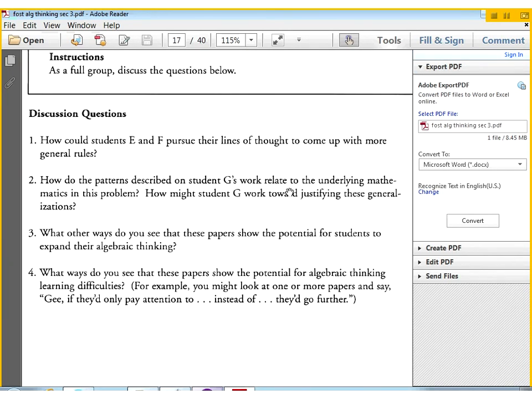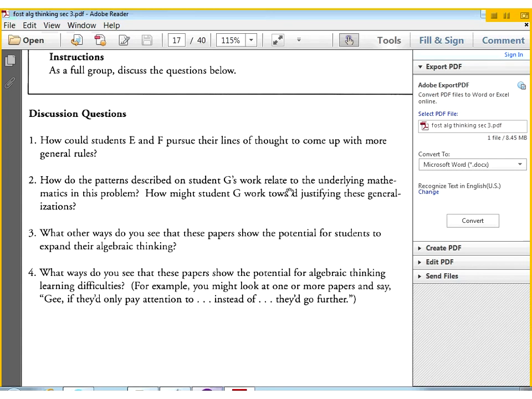How could students E and F pursue their lines of thought to come up with more general rules? How do the patterns described in student G's work relate to underlying mathematics in this problem? How might student G work towards justifying generalization? What other ways do you see these papers show the potential for students to expand their algebraic thinking? In what ways do you see these papers show the potential for algebraic thinking learning difficulties? For example, you might look at one of our papers and say, if they only pay attention to blank instead of blank, they go farther.